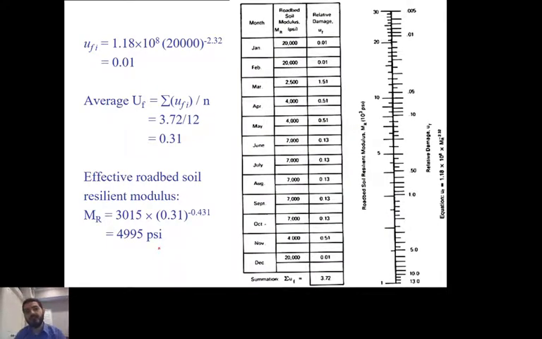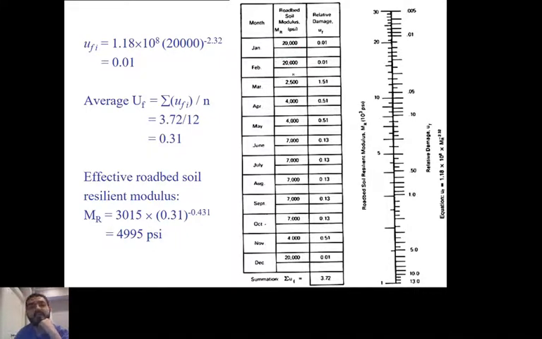this concept. So here we have 12 readings from January, February, March, all the way to December. And what we did, we measured what would be the soil modulus per month. As you could see in January, as we explained to you previously, January was one of the months that the water might be freezing in the soil, and that's why the resilient modulus is very high, 20,000 psi.